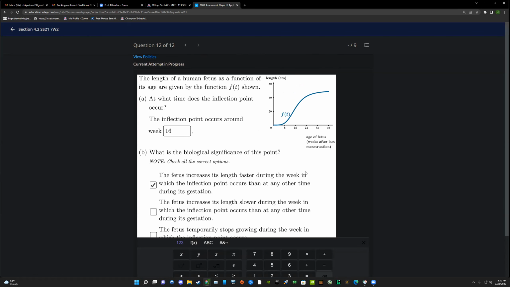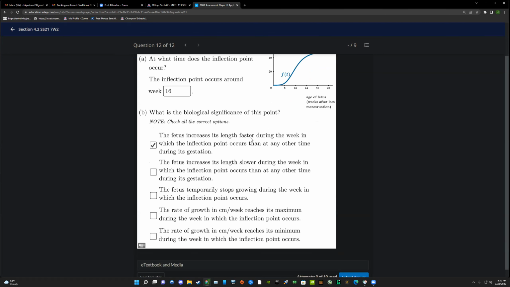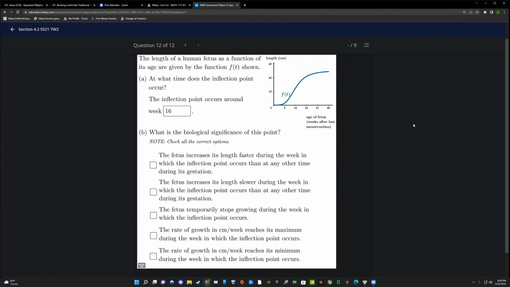All right. Okay, so at the inflection point, it is growing the fastest. It changes from where it grows. So let me look here. The fetus increases length fastest during the week the inflection point occurs. Okay, so it's not C because it does not stop growing during that week.